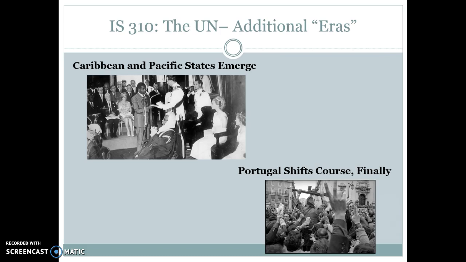Also, what happened is Portugal shifted course in 1974. It had something of a revolution, and they finally agreed to give up their African colonies. So there's a host of other African states that become independent, and the relationship shifts again. The next really big shift, so these are smaller ones.